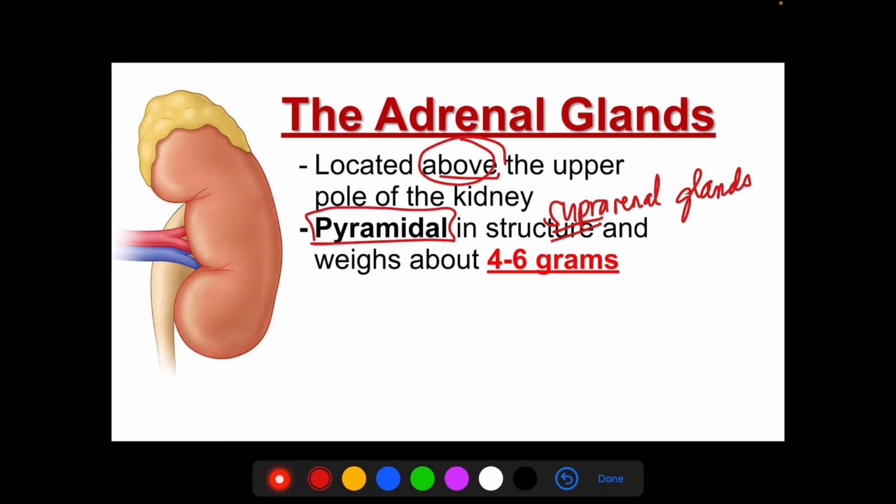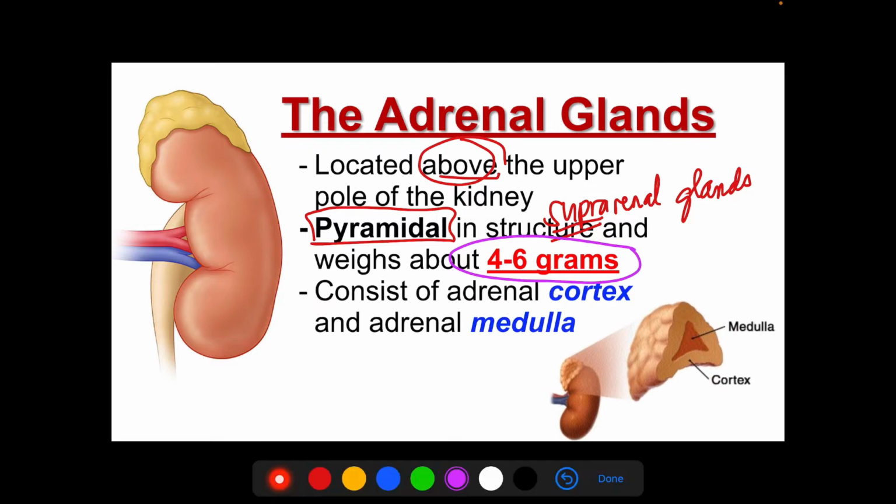And also, it weighs about 4 to 6 grams. By weight, the adrenal glands have the highest perfusion of blood per gram of tissue. That feature ensures a rapid dissemination of hormones throughout the body in response to stress. Your adrenal glands consist of the cortex and the medulla.